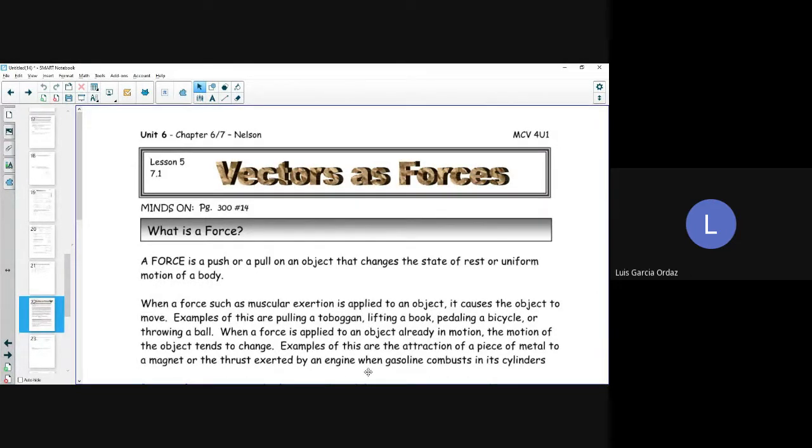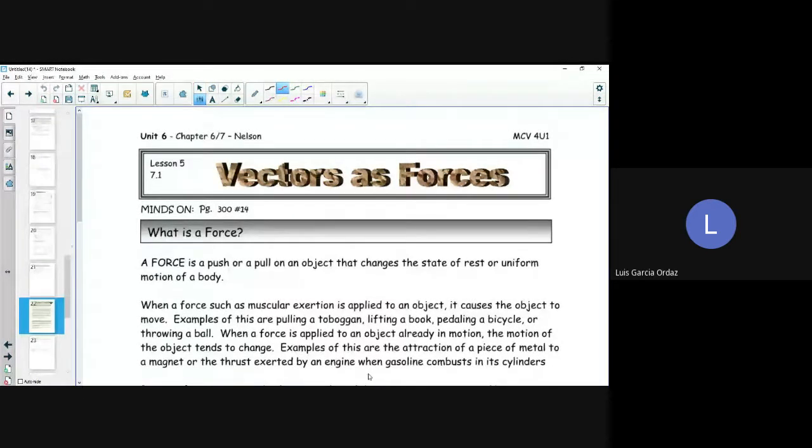So a force is a push or pull on an object that changes the state of rest or uniform motion of a body. When a force such as muscular exertion is applied to an object, it causes the object to move. So examples of this are pulling up on a toboggan, lifting a book, pedaling a bicycle, or throwing a ball. So basically everything you do can be drawn with vectors as forces. Examples of this are attraction of a piece of metal to a magnet or thrust exerted by an engine when gasoline combusts in its cylinder.